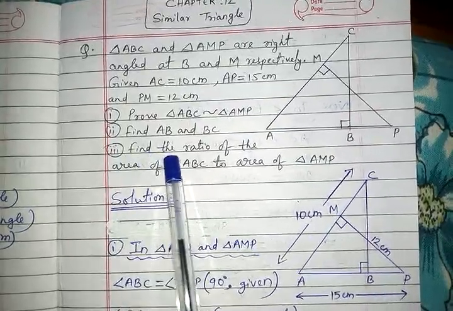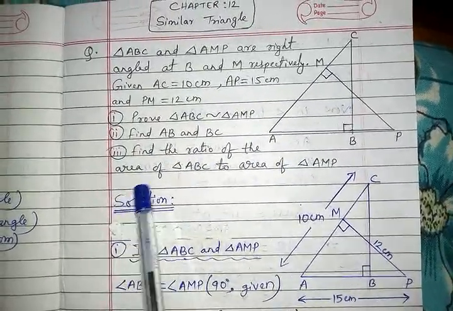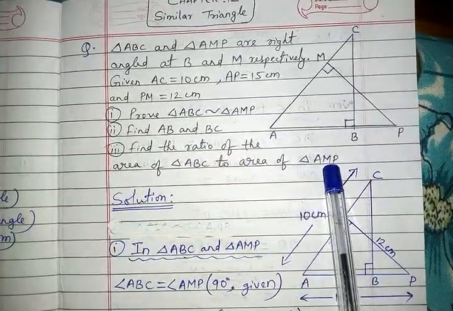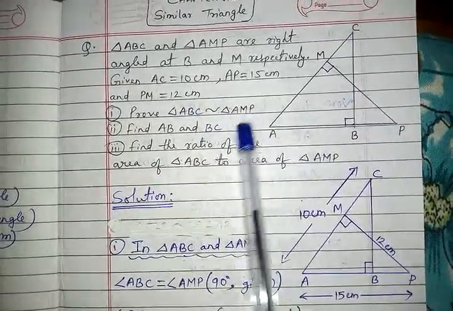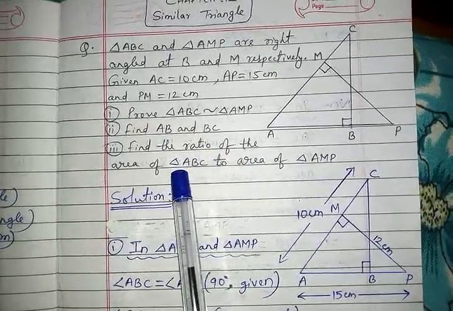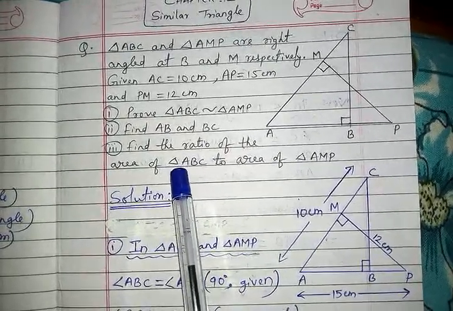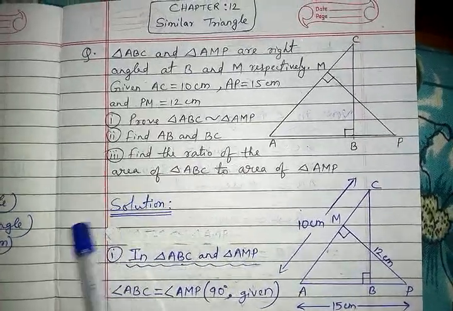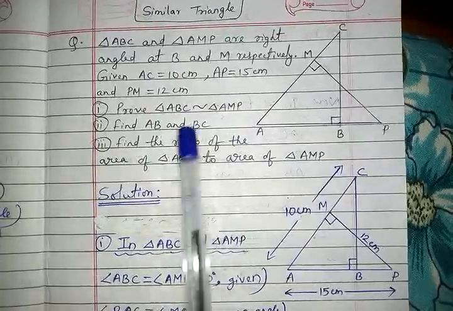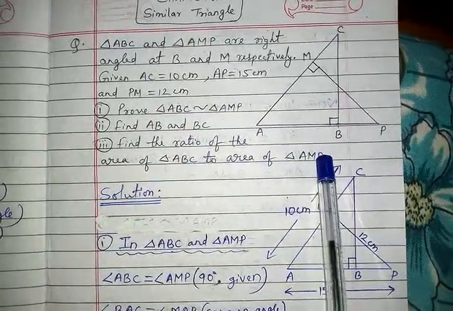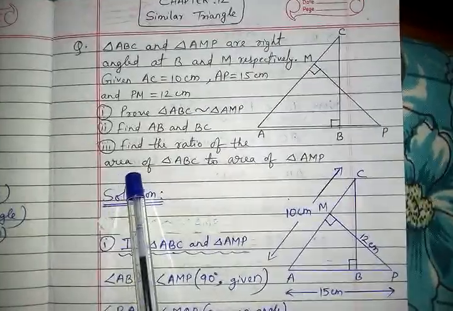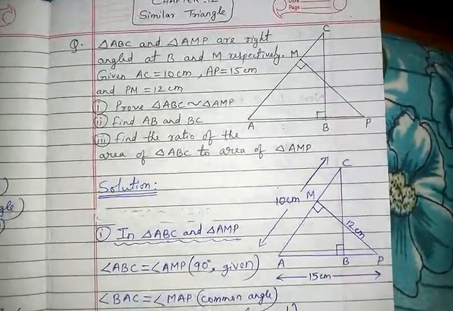Number 3, find the ratio of the area of triangle ABC to the area of triangle AMP. So we have to find the ratio of the areas of these two triangles. And yesterday we learned that if we take the square of the sides of the triangles, then we can find the ratio of the areas. So we will use yesterday's formula.